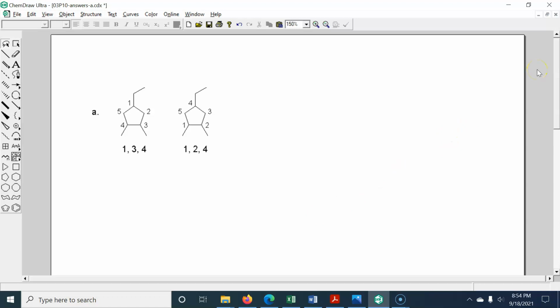Here I listed the 3 substituent locations for each of the molecules. What we notice here is that the first substituent occurs on carbon number 1 for each numbering system, but the second substituent, there's a difference, and it's the one on the right that is numbered properly.